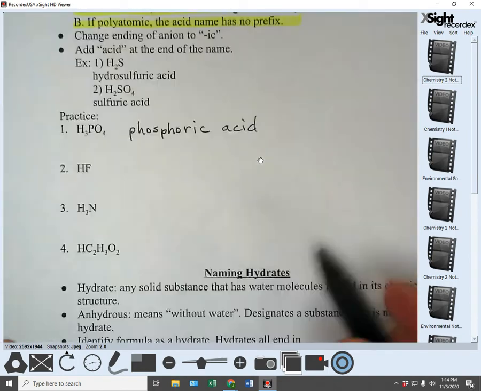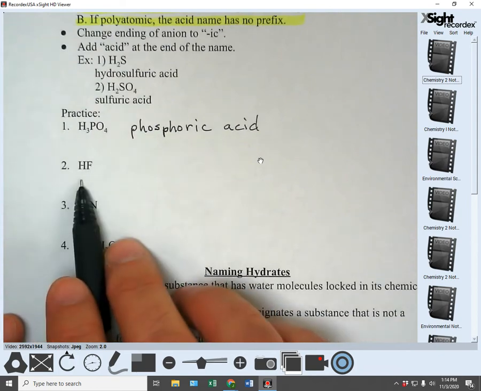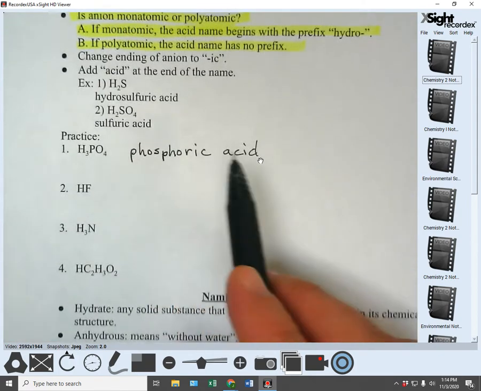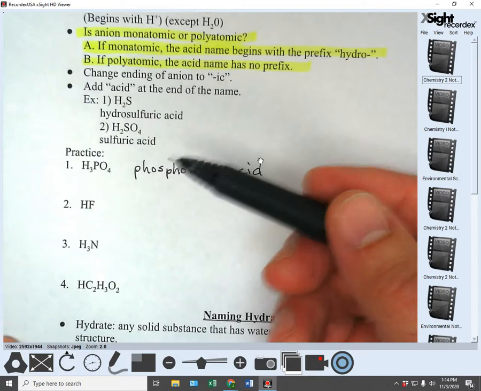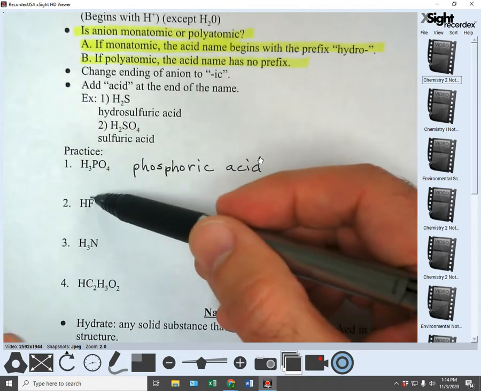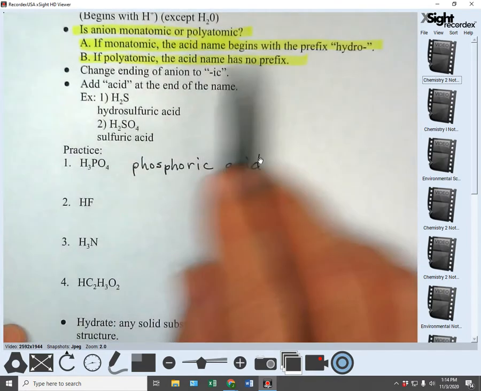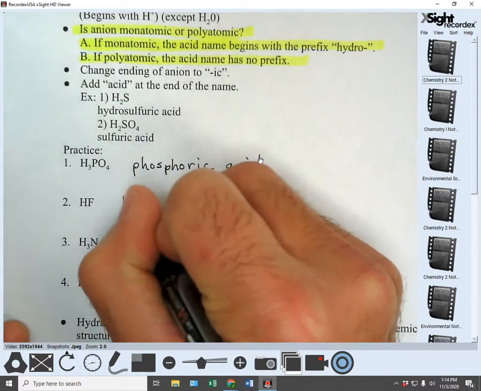Okay. Look at the second one here. HF. Again, it's an acid because it starts with H. The anion is monatomic, just the F. So we start with hydro. So it's hydro.